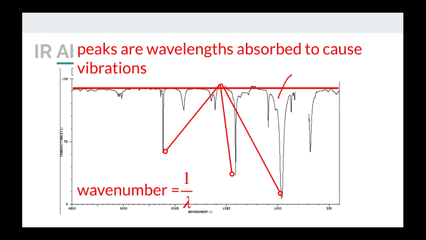It should also be noted that these are not wavelengths. These are the reciprocal of wavelength, which is the wave number. So the bigger this number is, the shorter the wavelength is.